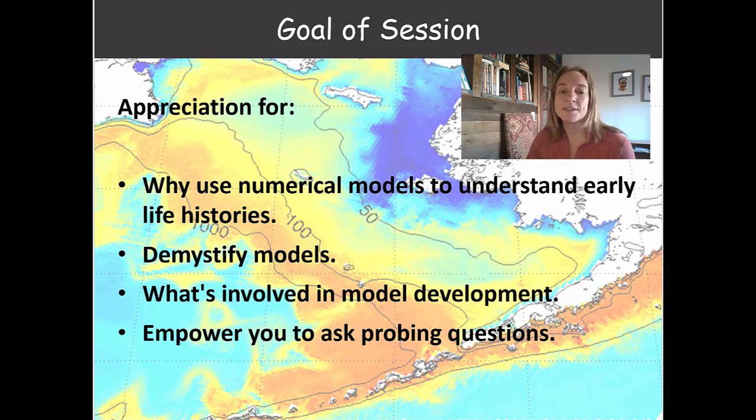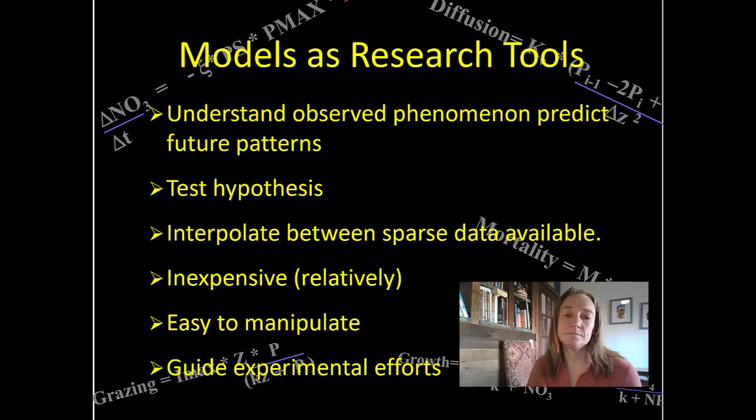My goal for this lecture is to give you an appreciation for why we might use numerical models to understand early life histories, hopefully demystify models for you a little bit, give you an idea of what's involved in model development, and then empower you to ask probing questions either of your colleagues or as you read manuscripts that employ some of these modeling techniques that we're going to talk about.